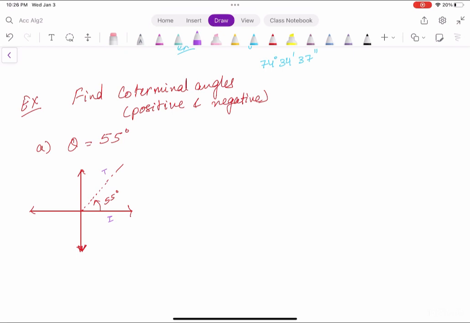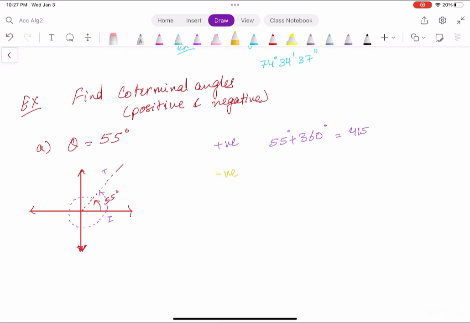Now I need a positive angle and a negative angle. Remember, when we are talking about the positive angle, we are talking about counterclockwise, and when we are talking about the negative angle, we are talking about clockwise. So for positive, because we are going counterclockwise, let's add 360. So the angle that we can relate to is 415 degrees. That means it will finish the whole entire rotation, and then it will come back to the same terminal.